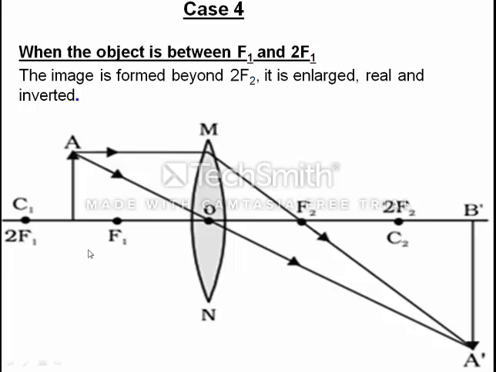Okay, now case number 4, when the object is placed between f1 and 2f1. What is the meaning of that? I have said in the mirror also, between f1 and 2f1 does not mean at the center. It means anywhere between f1 and 2f1. So when the object is anywhere between f1 and 2f1.